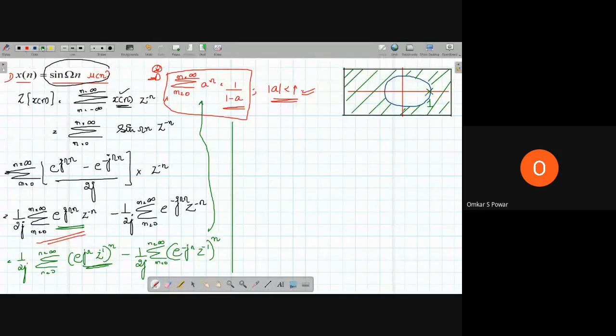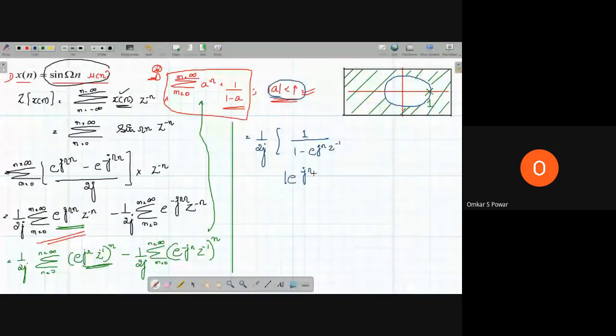So how can we write this one? So 1 by 2j, we have to keep outside as it is. So 1 by 2j will be as it is. So summation n varies from 0 to infinity a power of n is nothing but 1 by 1 minus a, provided what is the condition? Mod a is less than 1. So your mod a, e power j omega z to the power of minus 1, is lesser than 1, minus 1 by, so summation n varies from 0 to infinity a power of n, 1 by 1 minus a, provided mod a lesser than 1.